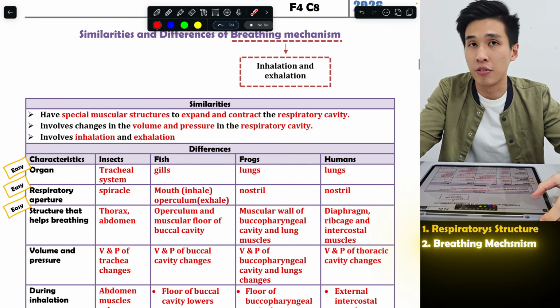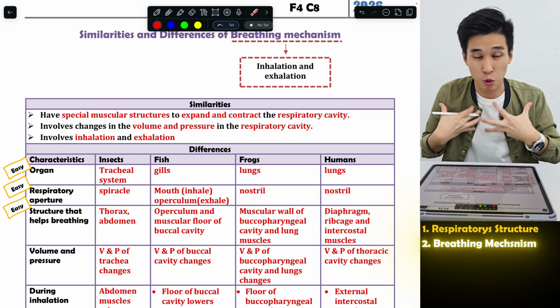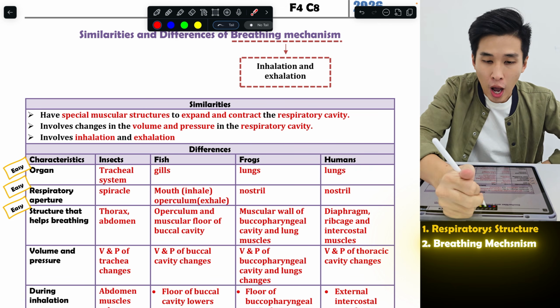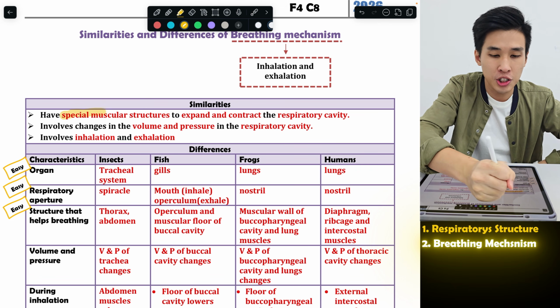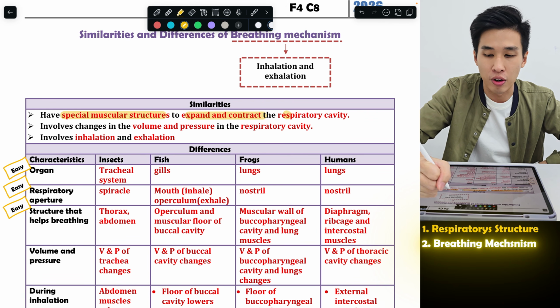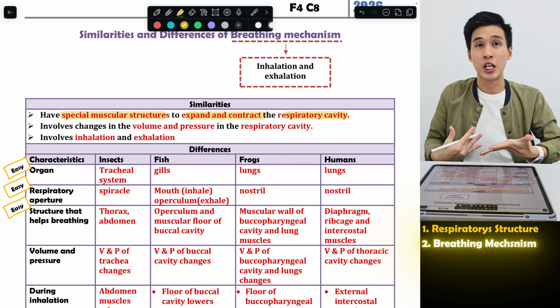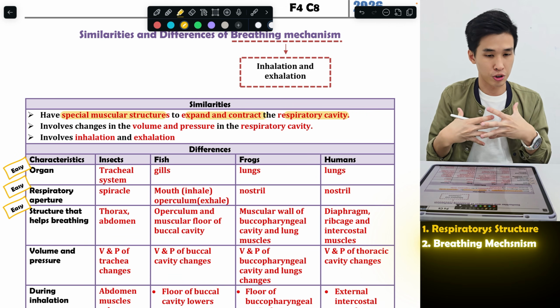Basically, every animal, in order to inhale and exhale, needs to have muscle to control the organ to move. So all have special muscular structures to expand and contract the cavity. Like our thoracic cavity has a muscle which is the diaphragm, and the intercostal muscles help us expand and contract.